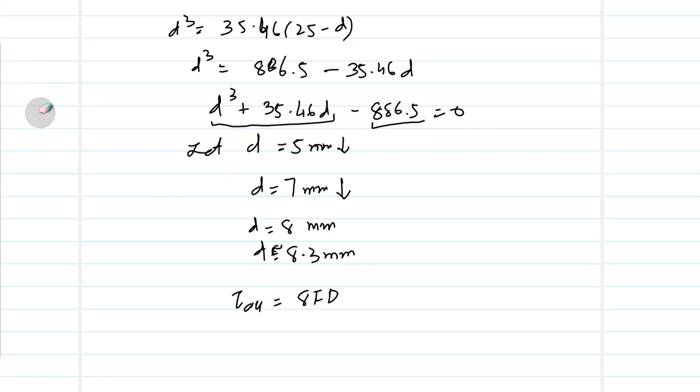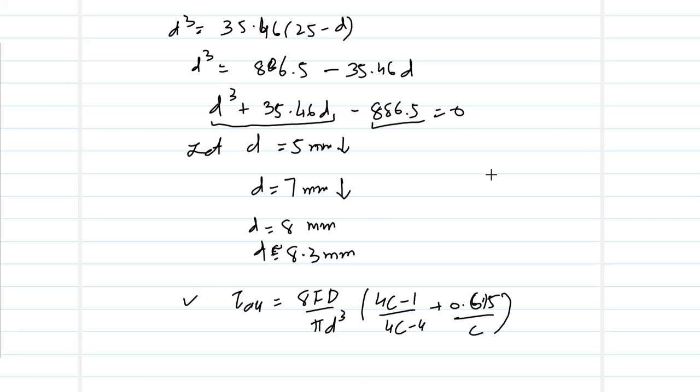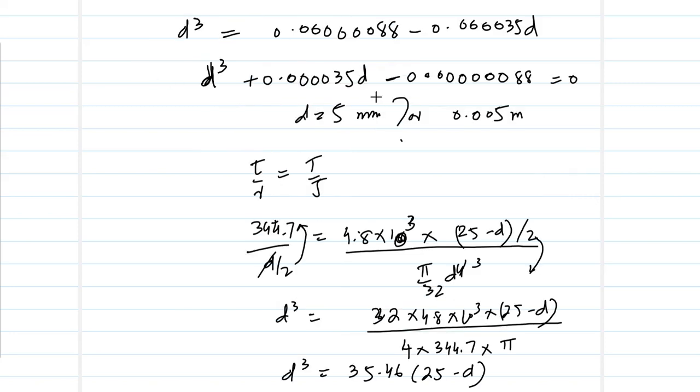8FD over pi d cube into (4c minus 1 over 4c minus 4 plus 0.615 divided by c). Okay, before using this formula, we know that the mean diameter is the outer diameter minus the wire diameter; outer diameter is 25. Now the wire diameter is 8.3. Okay, in the solution I have taken it as 8.4. I think it's good enough to take 8.42.